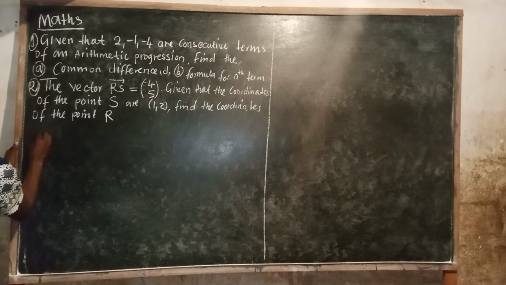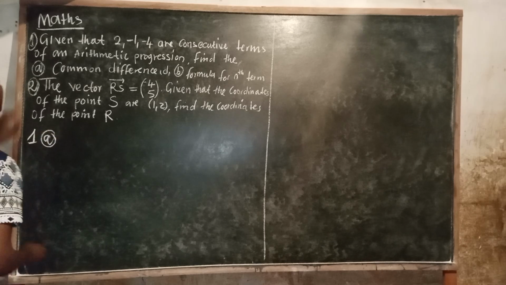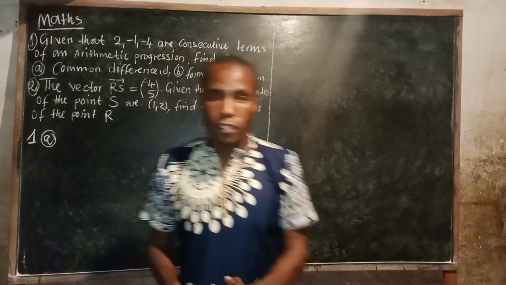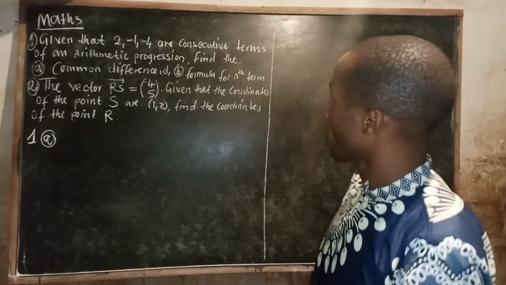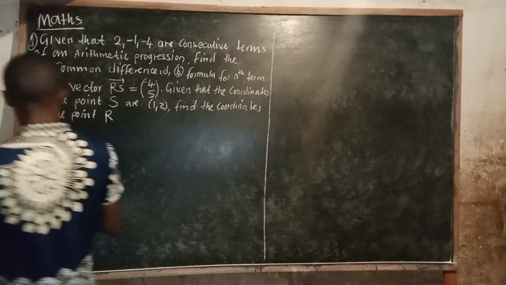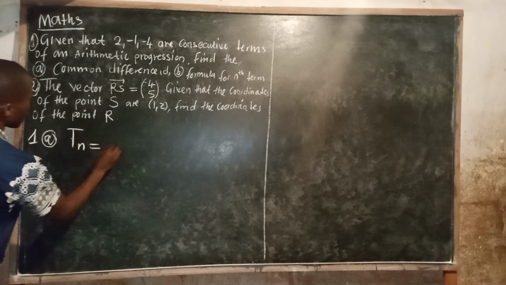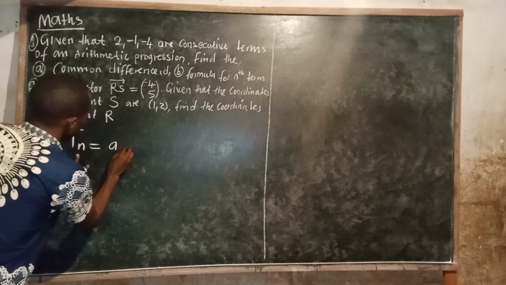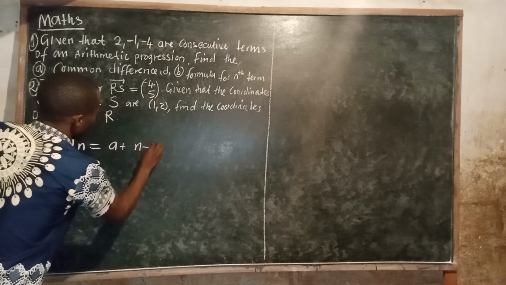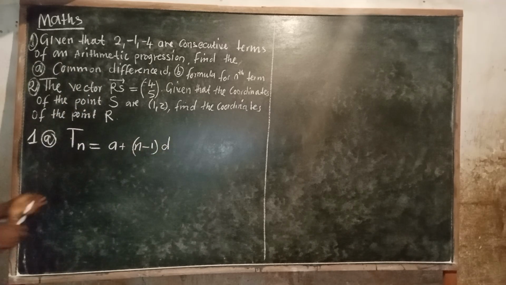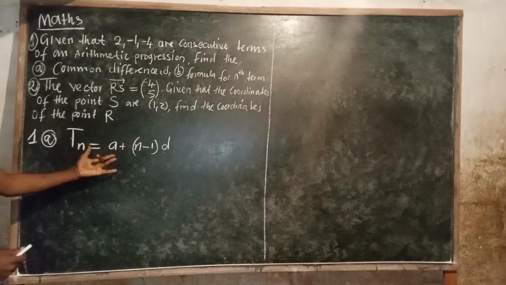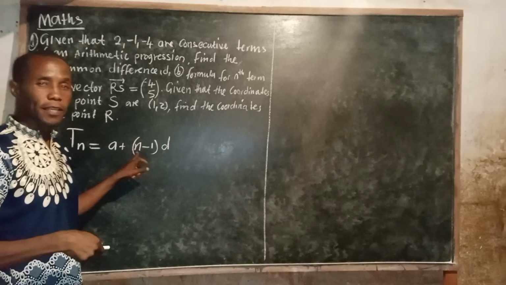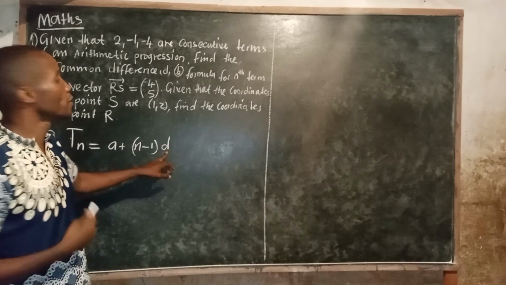That is 1A. They are asking for the common difference. So how do we find the common difference? Here we have a formula that we follow. What we are going to do is introduce the formula, which is T n equals A plus n minus 1 times D. In this case, A represents the first term, n the position, and D the common difference.